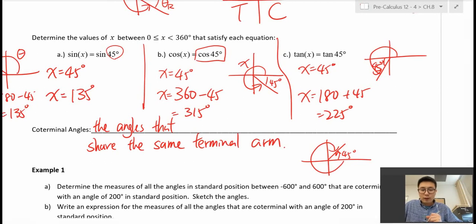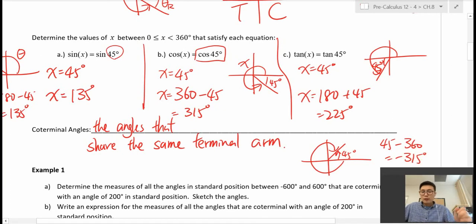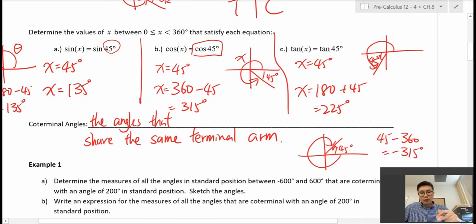So this angle would be the coterminal angle to 45 degrees. To find that, you simply take 45 and recall one full rotation is 360 degrees. So to find this angle, you simply go 45 minus 360, so negative 315 degrees. That would be the coterminal angle to 45 degrees. And of course, we can go this direction, backwards, or we could do it this way.